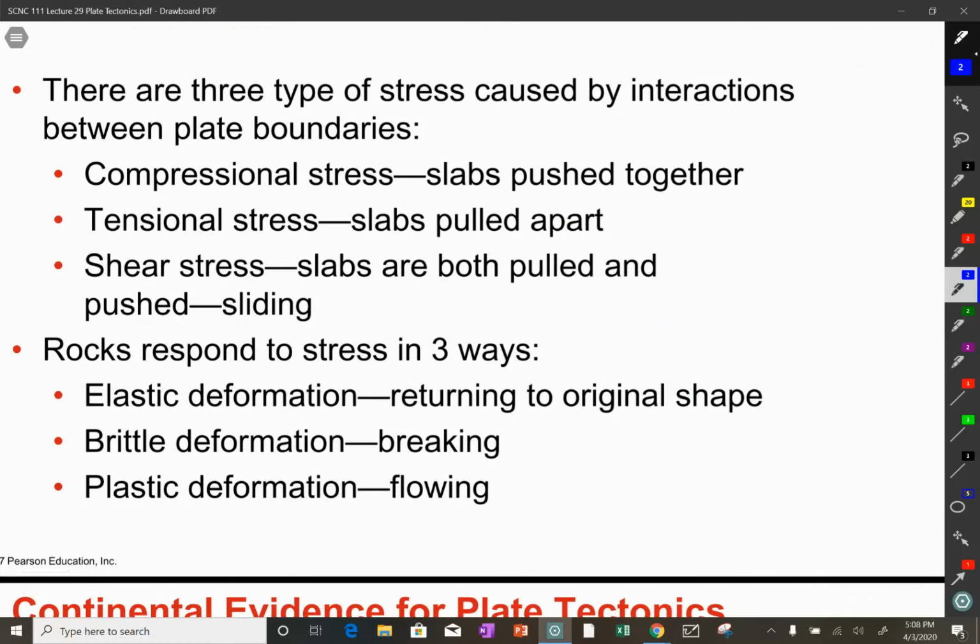Compressional stress. I talked about stress a lot and haven't defined it. Stress is a force applied over an area. So compressional stress is when two things are pushed together, tensional when they're pulled apart, shear when they're sliding against each other. And the rocks can elastically deform, just like a spring. They can bend and then spring back when they're released, or they can crumble, or they can flow.